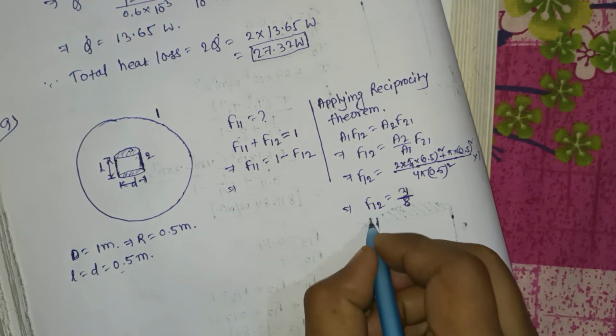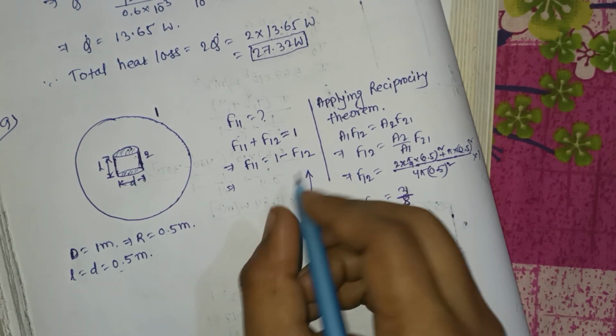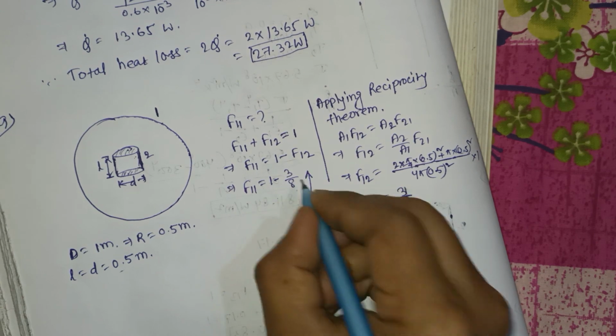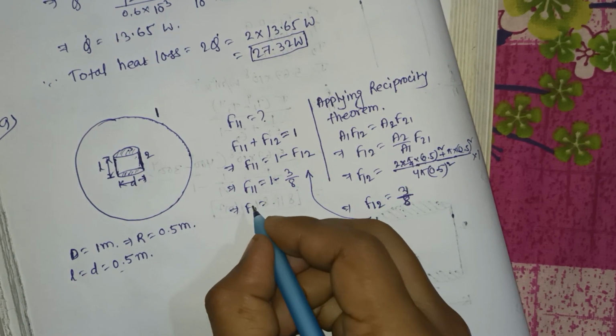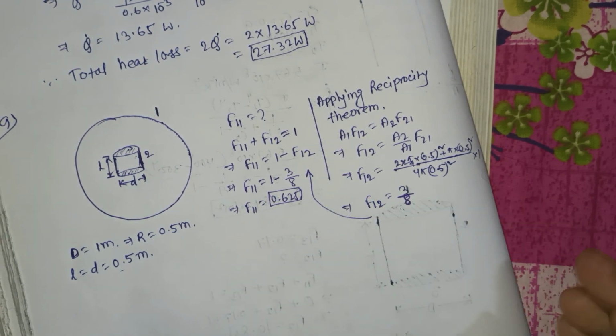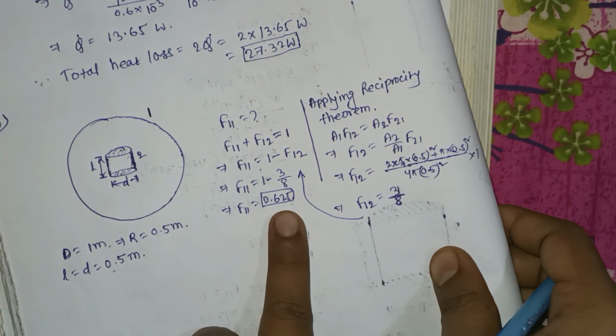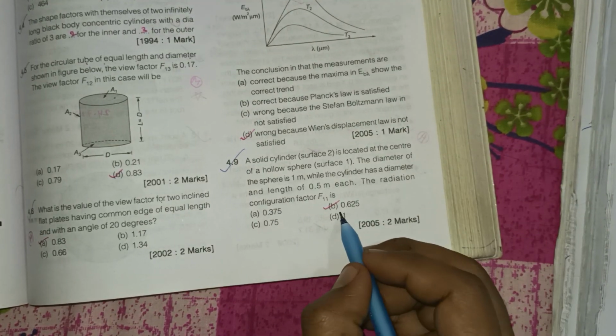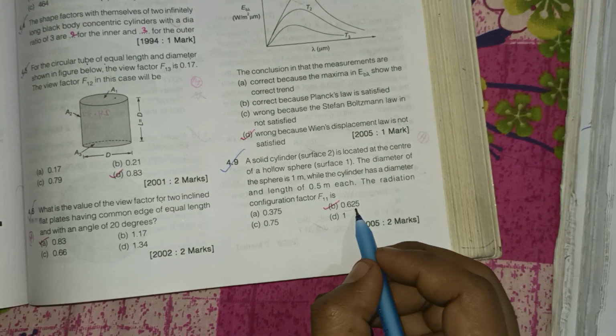So from here, putting this value in the equation, F11 equals 1 minus 3 by 8, which is 0.625. So 0.625 is the correct answer for this question.